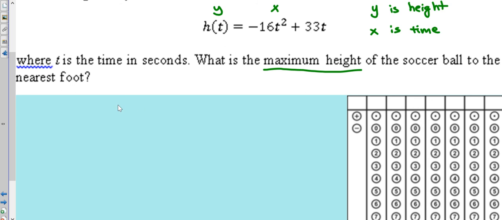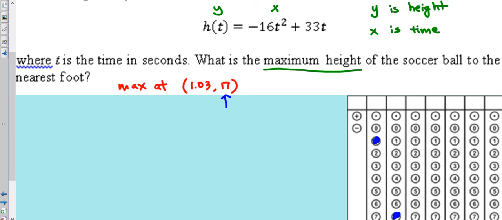So since the max occurs at 1.03 comma 17, we now say, what's the maximum height? Well, the height is the y value. So this is our answer there. The answer should be 17.